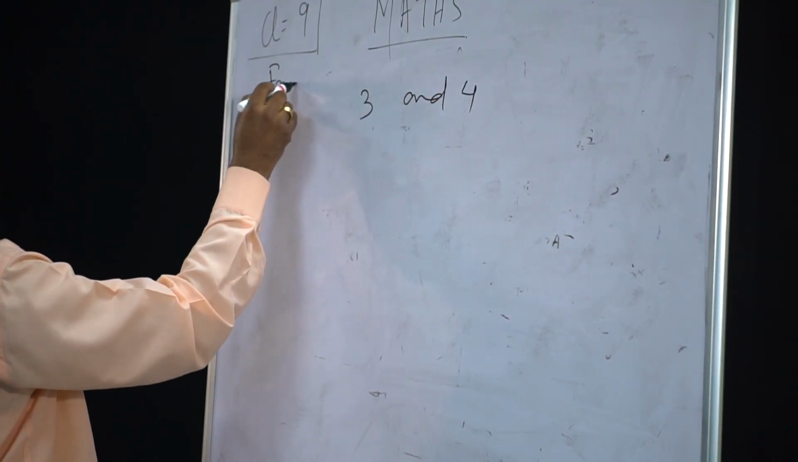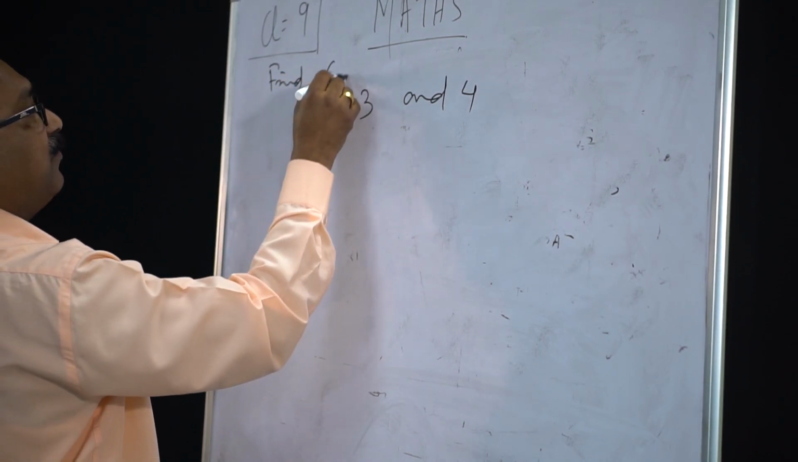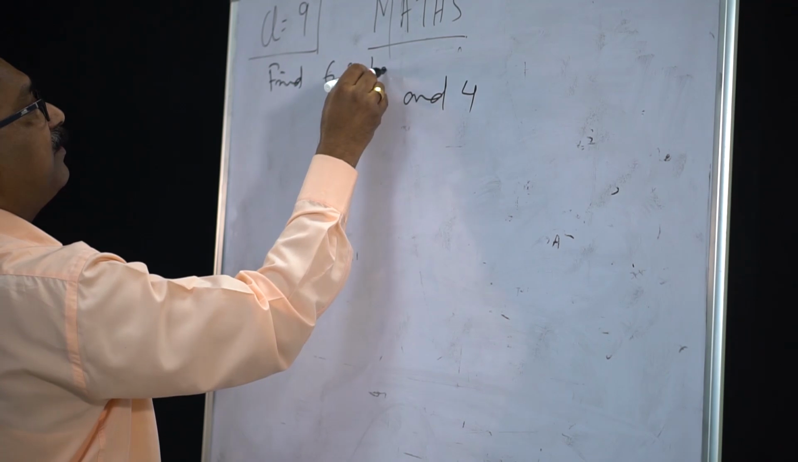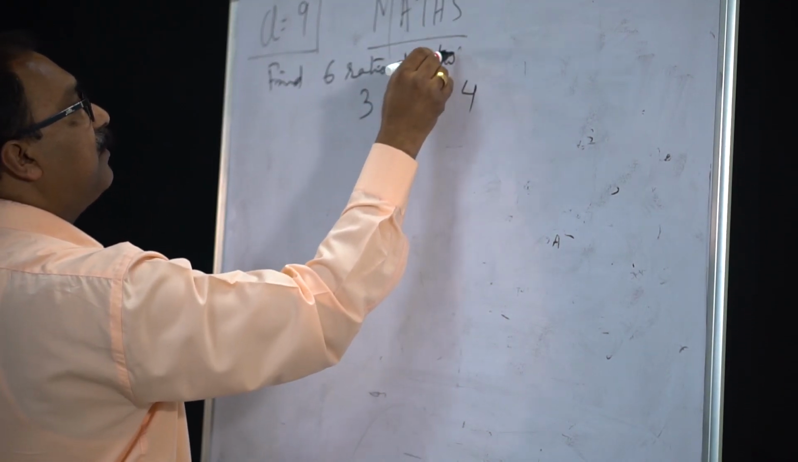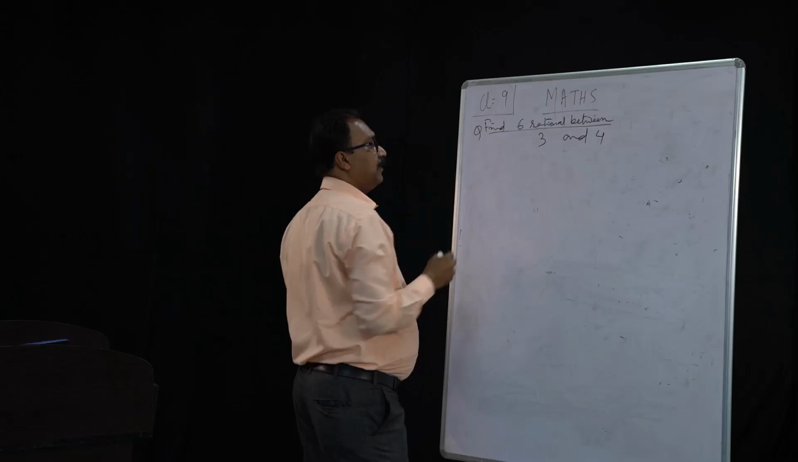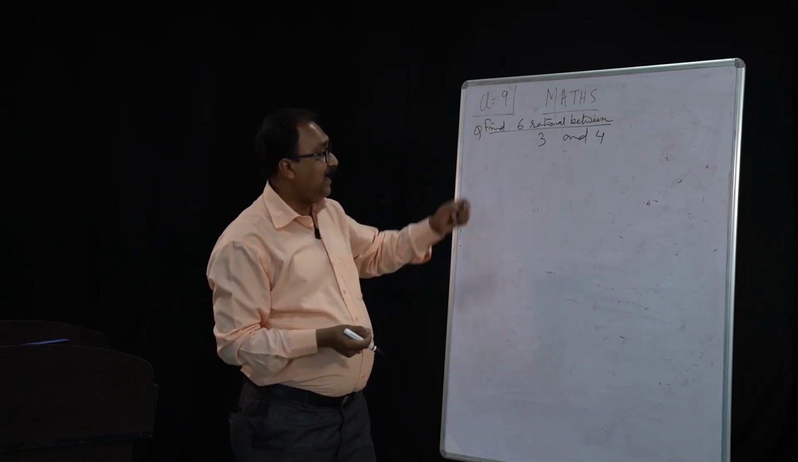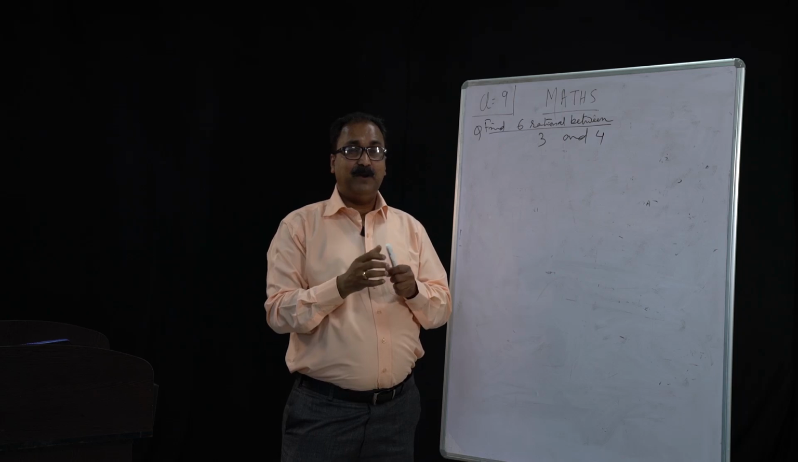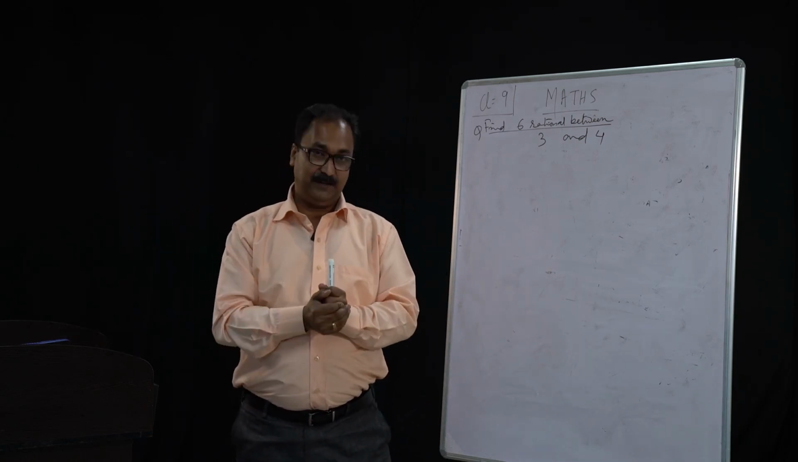Find, say, maybe 6 rational numbers between 3 and 4. How can we find numbers between 3 and 4? That's why we need to find some numbers. We have to know how to visualize a number. Then you can easily find them.